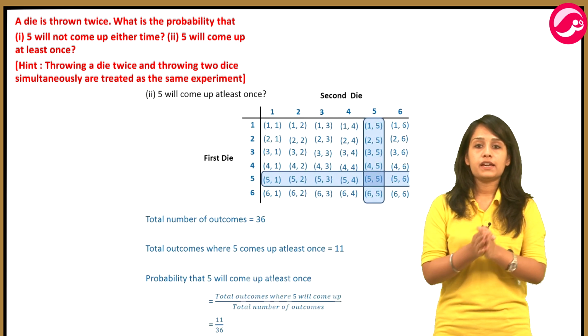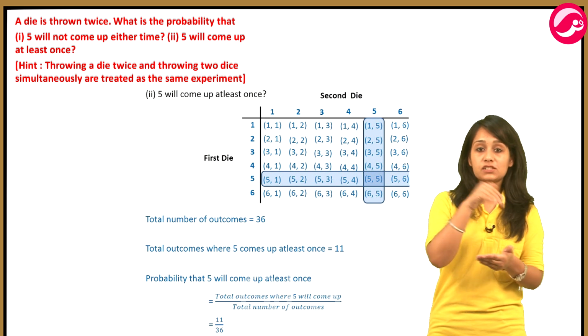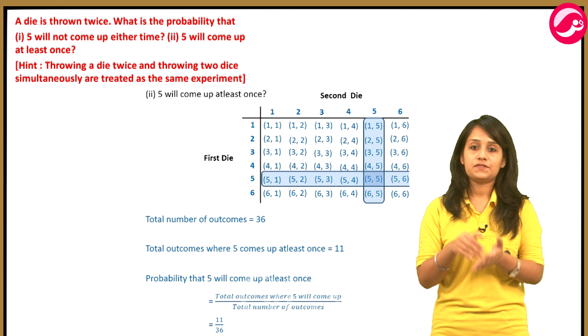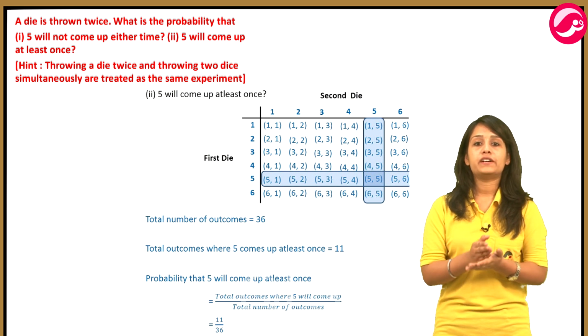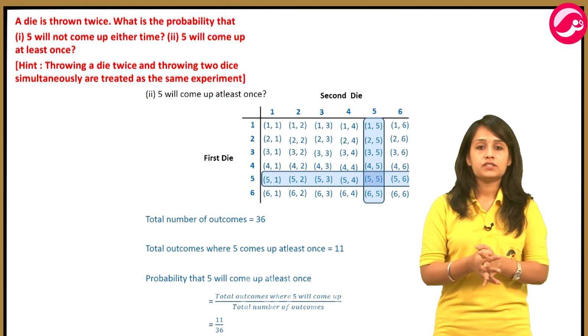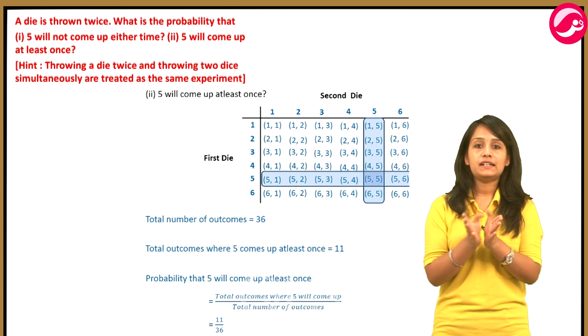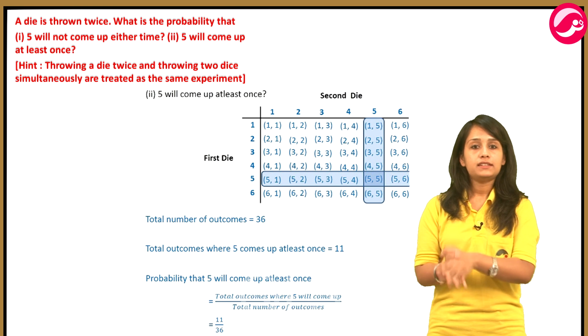Now total number of cases where 5 will come up at least once. मतलब कम से कम एक बार 5 आना चाहिए तो हमारे सारे 11 केसेस फेवरेबल होंगे. Since हर एक में 5 कम से कम एक बार आ रहा है, so this is 11. So probability that 5 will come at least once is equal to 11 by 36.